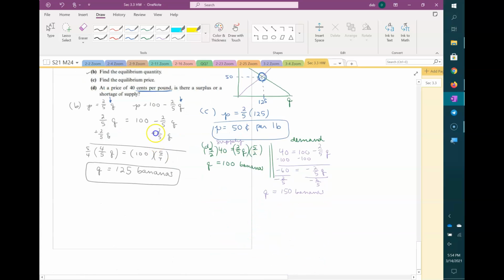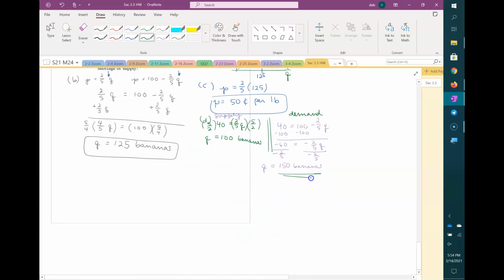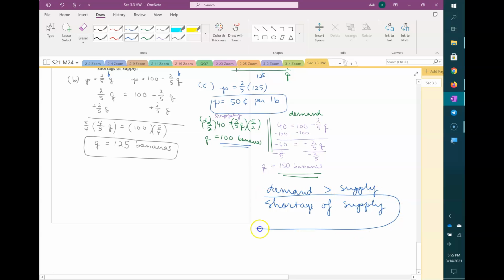So now you're going to think about, well, the people want 150 bananas, but there are only 100. So the demand is bigger than the supply. So we call that a shortage of supply. There are not as many being supplied as are being demanded. And that's it for number 51.